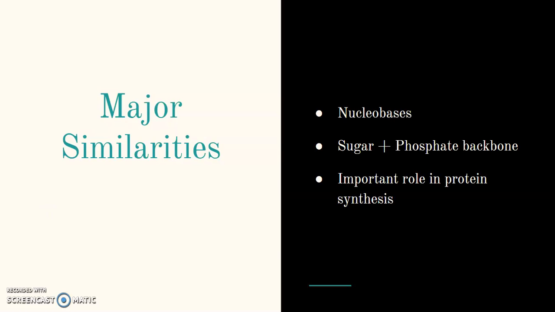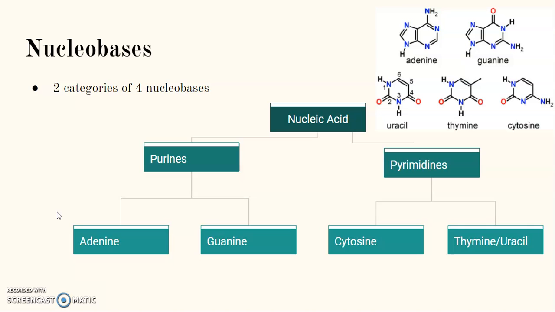Now I'm going to discuss what makes DNA and RNA similar by highlighting the nucleobases or nitrogenous bases and the sugar phosphate backbone and its role in protein synthesis. So to describe the breakdown of the nucleobases, I've constructed this hierarchical scale. It starts with nucleic acid, meaning DNA or RNA. Then there are two groups of bases divided into purines and pyrimidines. Purines are comprised of adenine and guanine, whereas pyrimidines have cytosine and thymine depending on whether it's DNA or RNA.